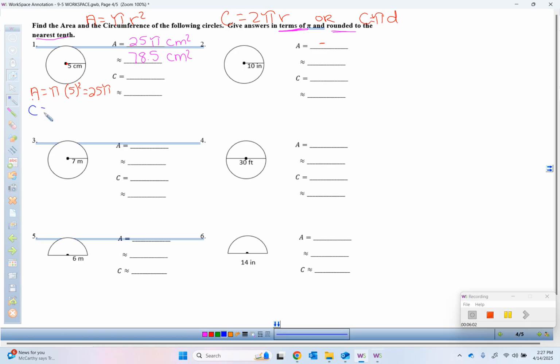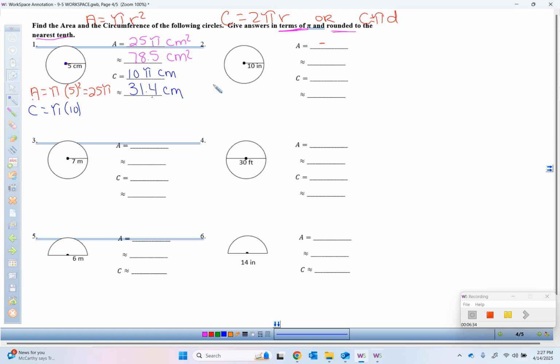Okay, circumference, if we look, we can use either formula. I like to use this one a lot, pi times diameter. Remember, this is my radius of 5, and so my diameter is actually 10 because it's twice the radius. So if I use 10, it's pi d. And so in terms of pi, it's just going to be 10 pi centimeters. And in your calculator, if you round it, you should come up with 31.4 centimeters.